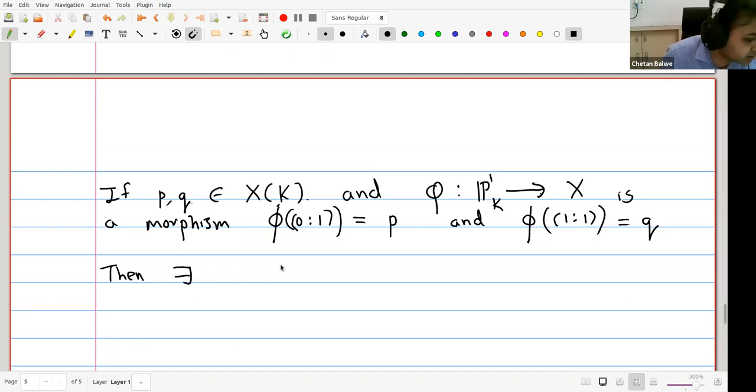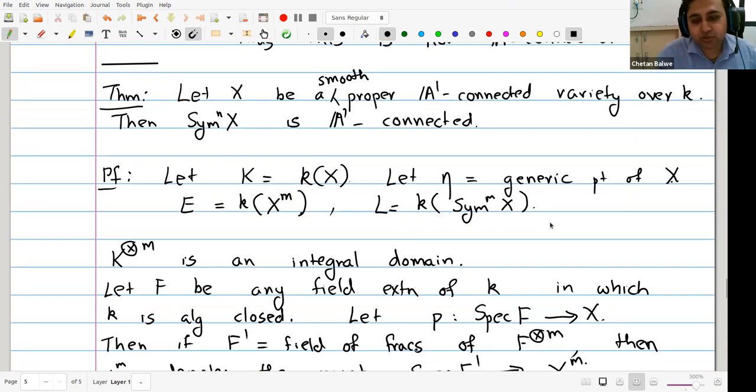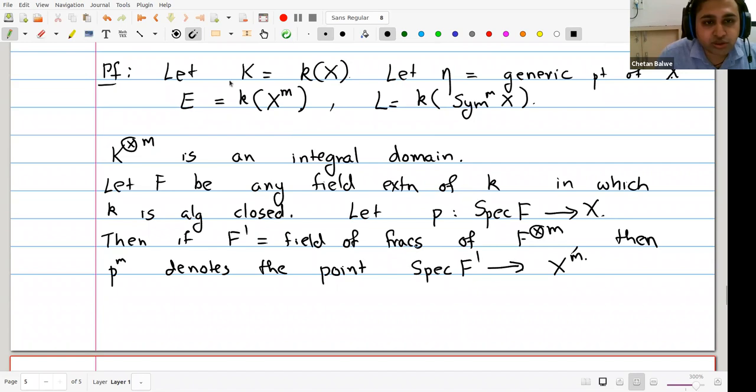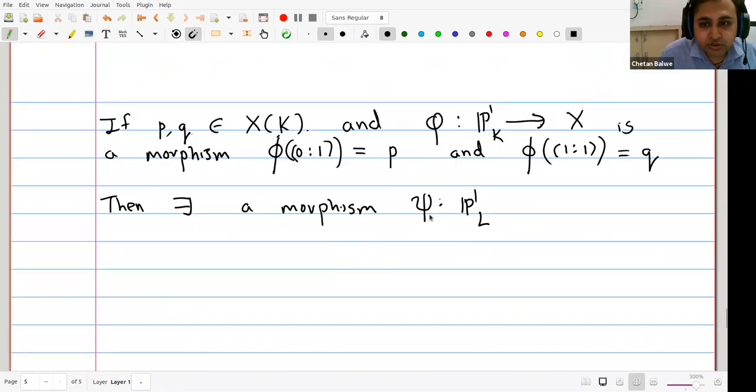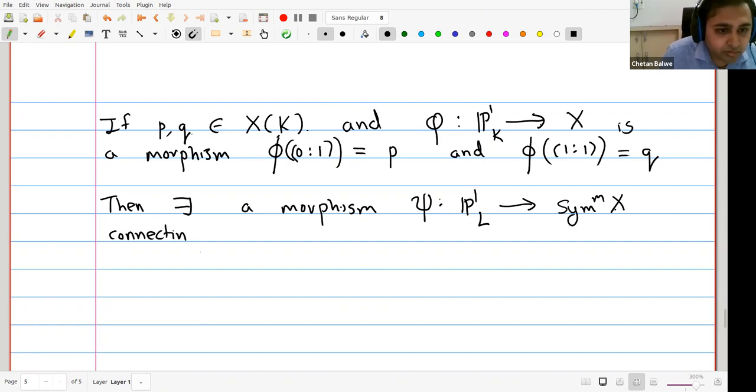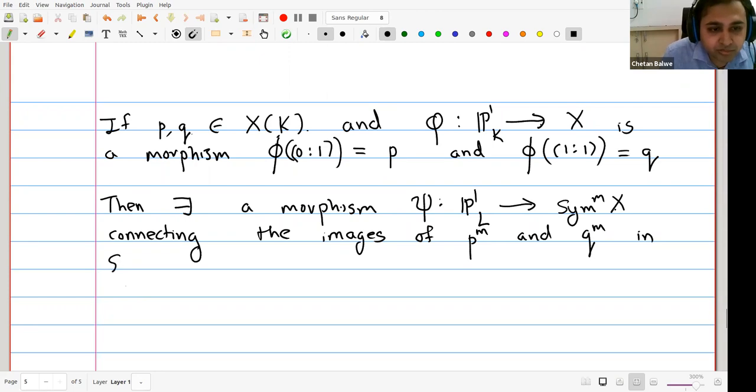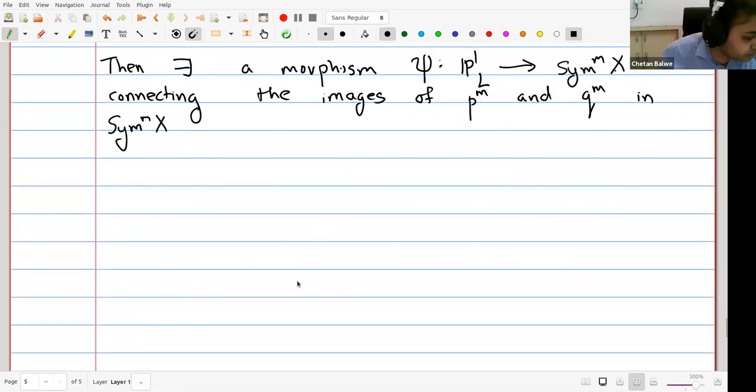there exists a morphism, say psi, from P1 of L. Let me remind you, L is the function field of the symmetric product, which is what you will get if you take the quotient of the action of the symmetric group on this. So psi goes to Sym M X, connecting the images of P to the M and Q to the M in the symmetric product. So it's the sort of obvious thing that one can think of. But the point is, why does this work?